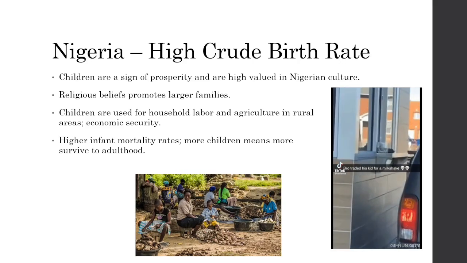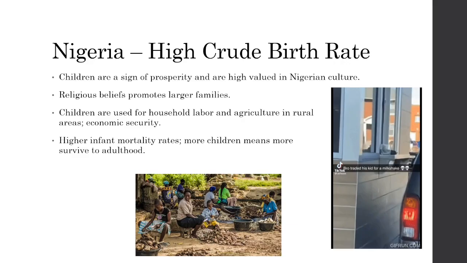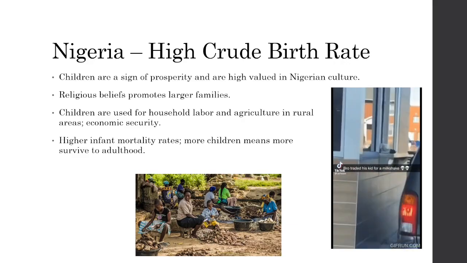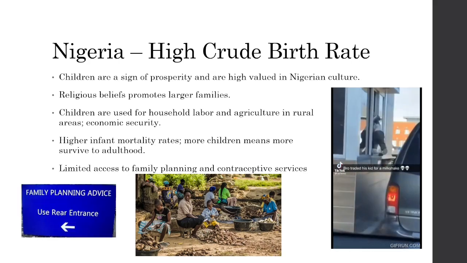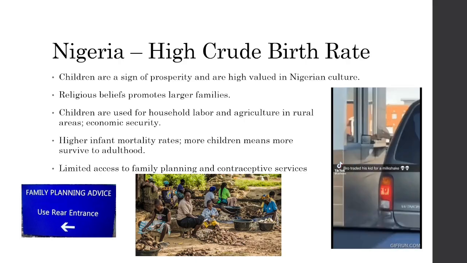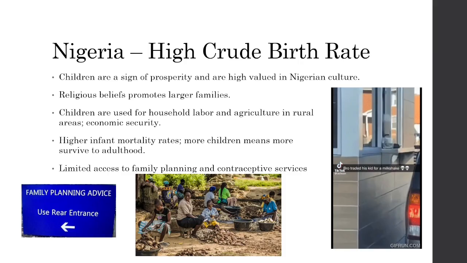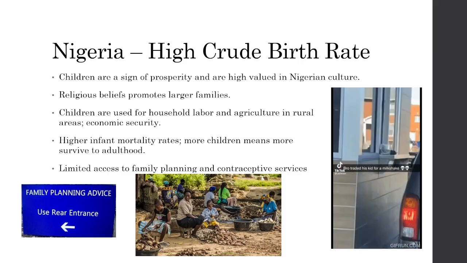There are higher infant mortality rates. More babies are dying and are not reaching the age of sexual maturity in adulthood. This means that if you have more children, more will survive to adulthood, and that's always the goal here. There's also limited access to family planning and contraceptive services. So if you have limited access to, let's say, condoms, that form of birth control, it's going to lead to more unplanned pregnancies.